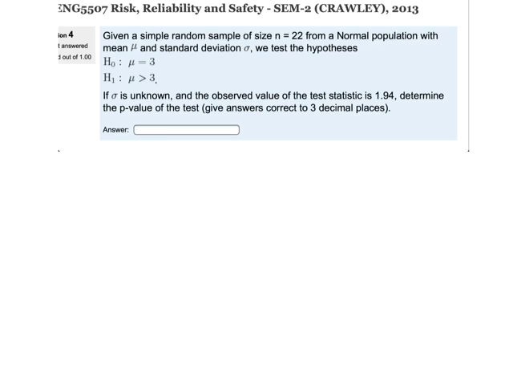So it is a normal population, but we don't know the standard deviation or the variance, so we can't use a z statistic, we have to use a t statistic. We're told the value of this t statistic is 1.94, and we're asked to find the p-value of the test, and it's a one-sided test. So we can just go look it up and try to find the one-sided value.